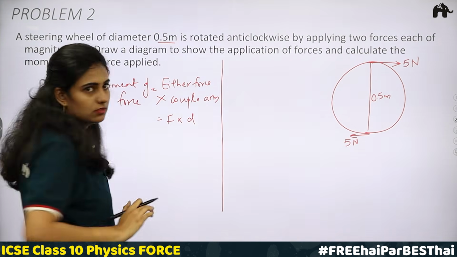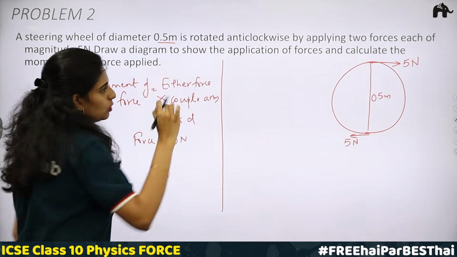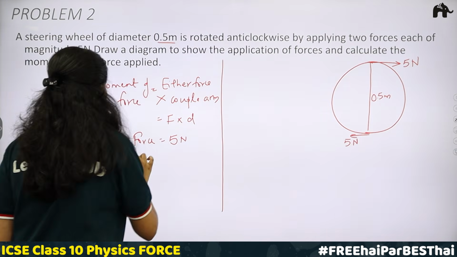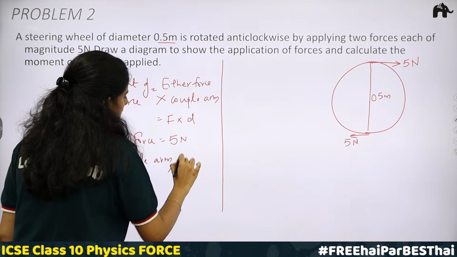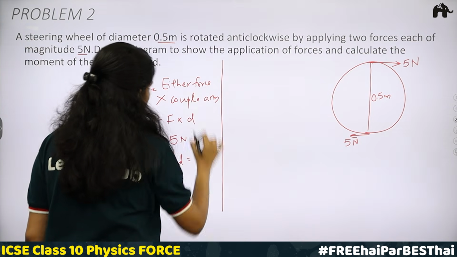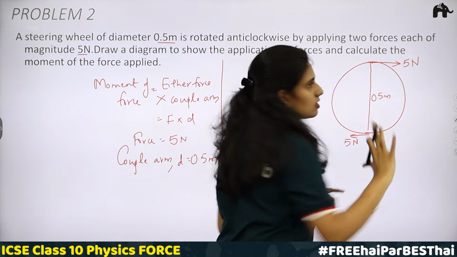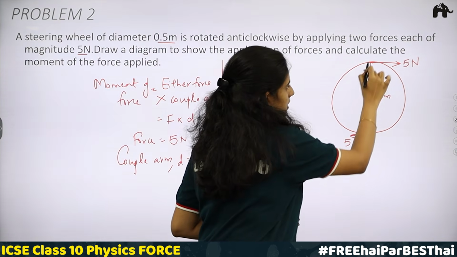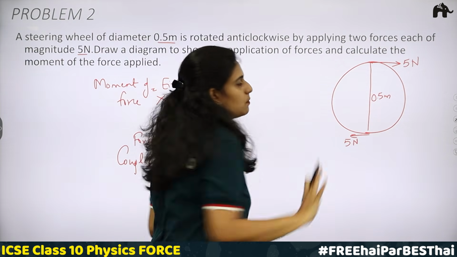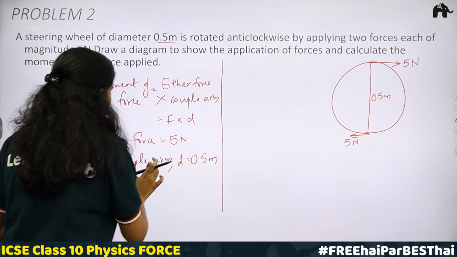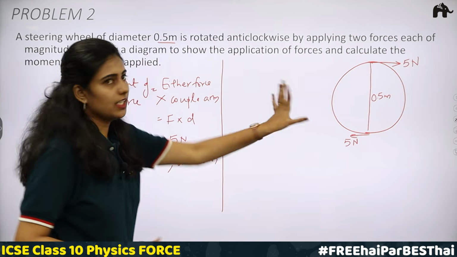Now what do we have to do? We have the force given. Force is equal to 5 Newton. Both the forces are equal to 5 Newton. What is the couple arm? Couple arm D is equal to 0.5 meter. We know that diameter is the longest chord. So here the perpendicular distance between the two forces will be the diameter, which is 0.5 meter. Couple arm D is equal to 0.5 meter. So this is the required diagram.